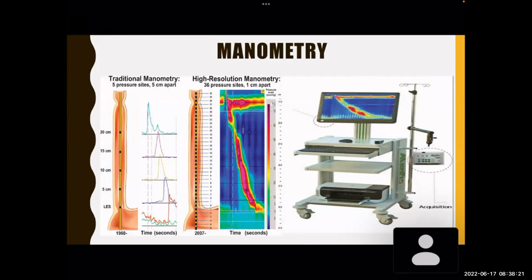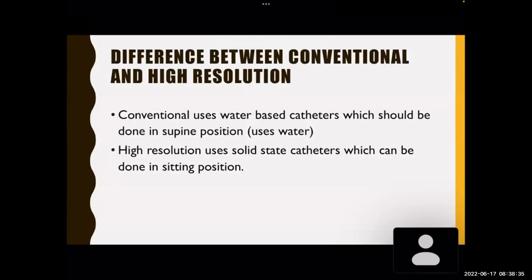And if you see on the right side, the high resolution manometry involves 36 pressure sites, which are placed just 1 centimeter apart. So the machine placed over here is the high resolution manometry. So, the difference between conventional and high resolution.